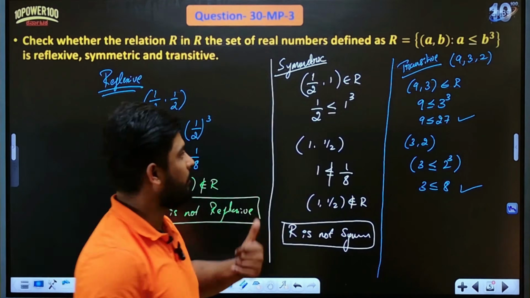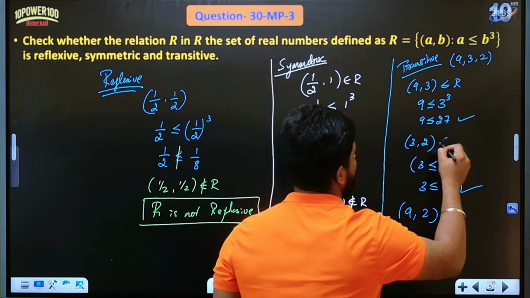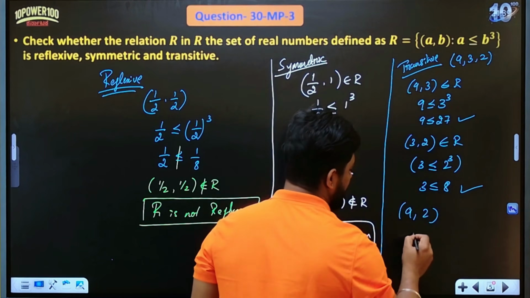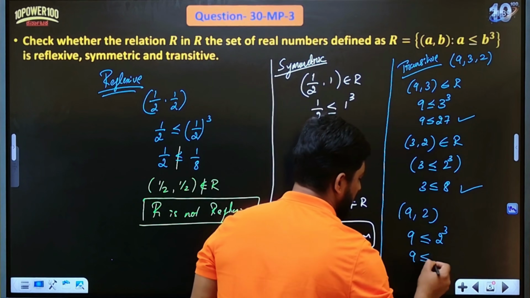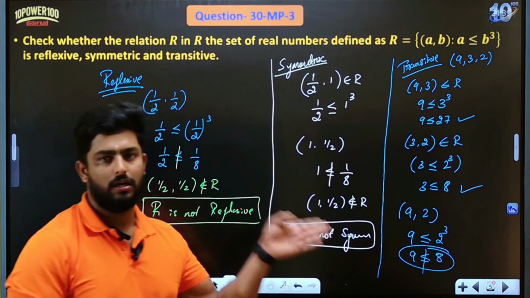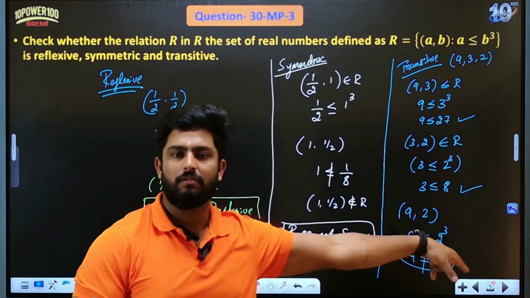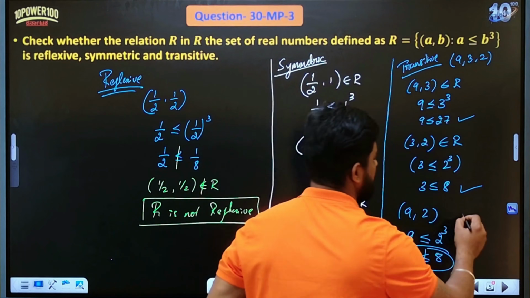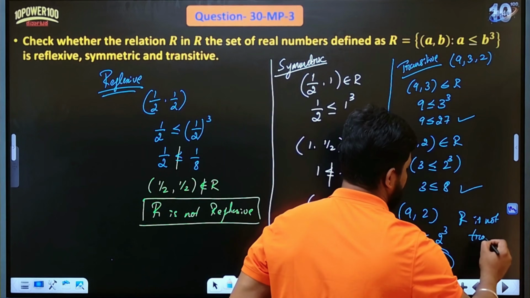So this is done. Now we have to prove (9, 2). What about (9, 2)? This also belongs to R. We will see whether 9 is less than or equal to 2 cube. So 9 is less than or equal to 8, correct? But it is actually false. 9 is not smaller than 8, 9 is actually bigger. So in this case, the condition failed. So we can say that R is not transitive.